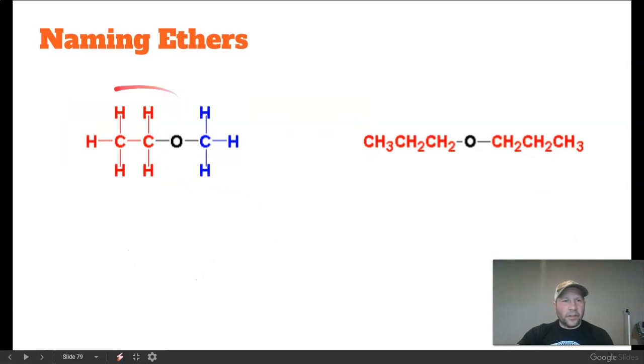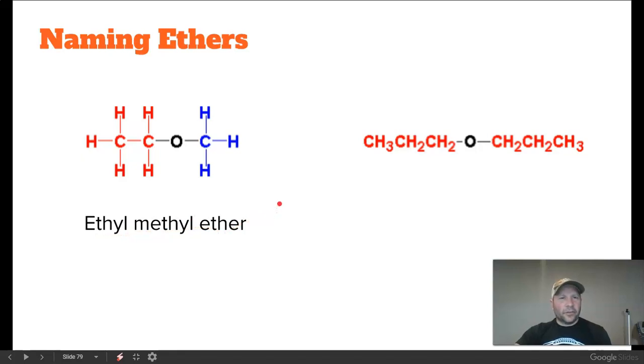So we look at these guys right here. That's an ethyl group, 2 carbons. That's a methyl group, 1 carbon, coming off of that O in the ether. So notice there's the ether right there. So which one's going to go first? It's going to be the ethyl first because E comes before M. So what we call this is ethyl methyl ether. And that's how it looks right there.